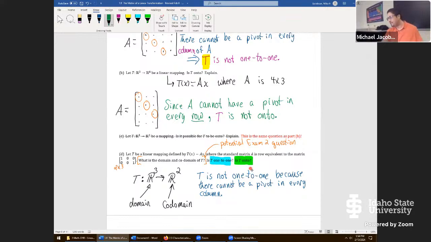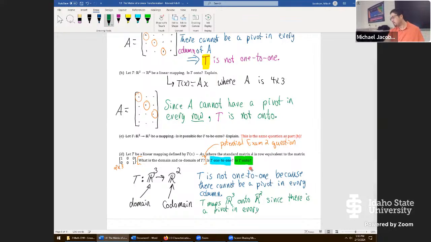He might say T maps R3 onto R2 since there is a pivot in every row. That's kind of more flowery language if you say T maps R3 onto R2, but it's also visual, so I think that's why the author says it sometimes. But if you see it written out this way, we're just saying, yes, T is on two, just a different way of saying it.